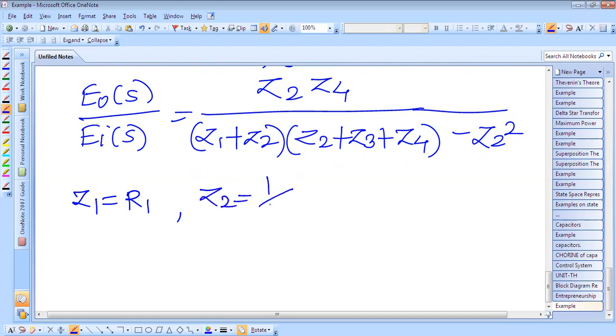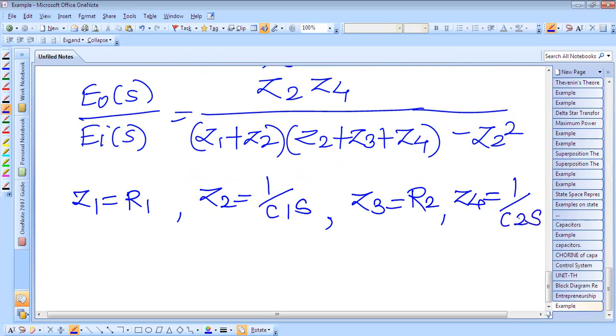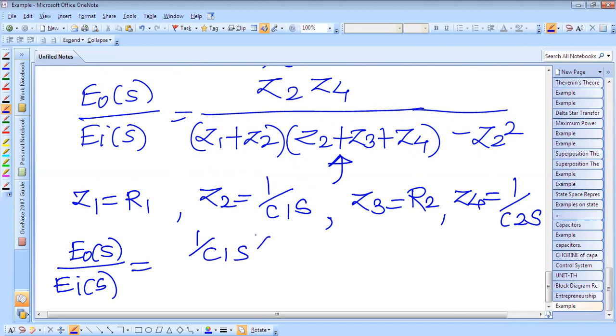Z2 is equal to 1 by C1 of S, and Z3 is equal to R2 and Z4 is equal to 1 over C2 of S. Okay. So from this we have to substitute in the above equation, value of this substituted in the above equation. Therefore E naught of S by EI of S is equal to Z2 is 1 over C1S into Z4 is 1 over C2S.